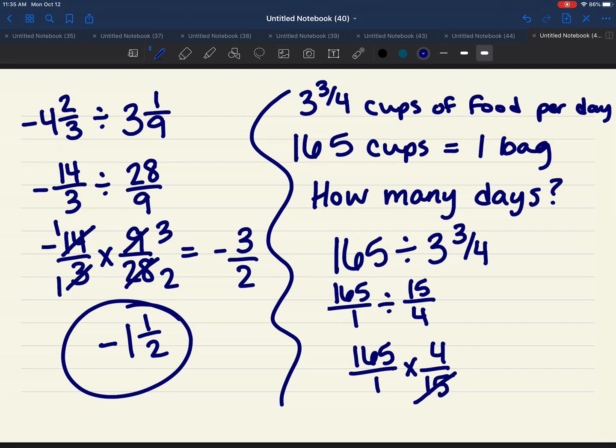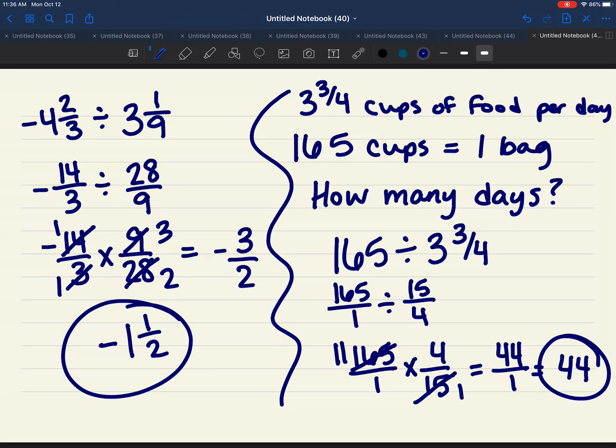It is, in fact, divisible by 15. What do you get? 11. Okay, keep going, Katie. 11 times 4 is 44, and times 1, so you change it to 44. Good, because we never leave a fraction over 1. So, how many days is this bag of food going to last me?